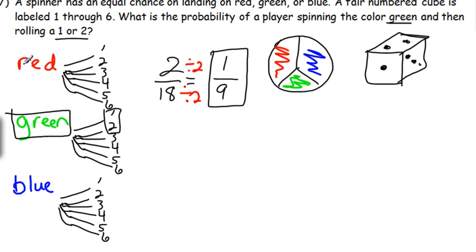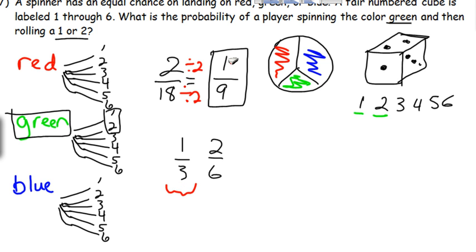So if we say, what is the probability of getting a green? Well, that was 1/3, right? And then we say, what is the probability on our cube of getting a 1 or a 2? Well, on this cube, if our numbers are 1, 2, 3, 4, 5, and 6, that means there are 2 favorable outcomes. So that would be 2 out of 6.